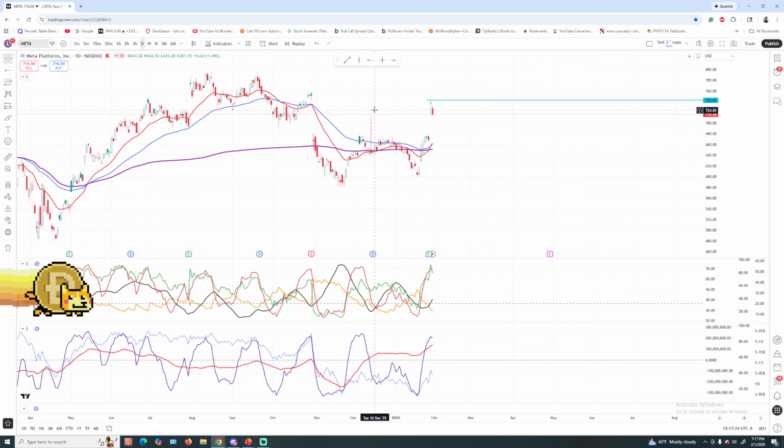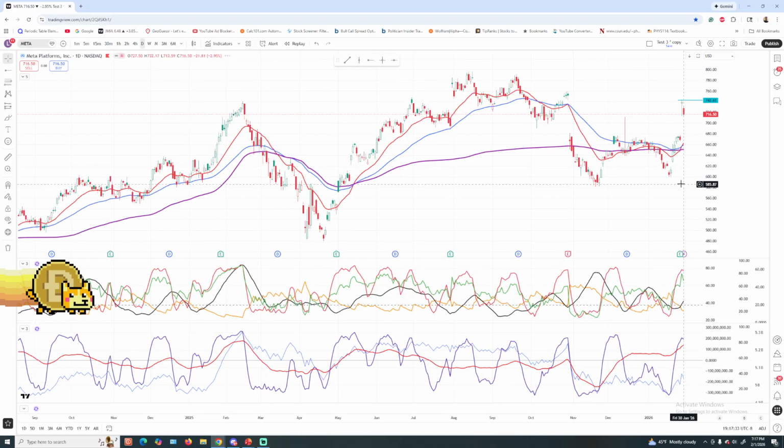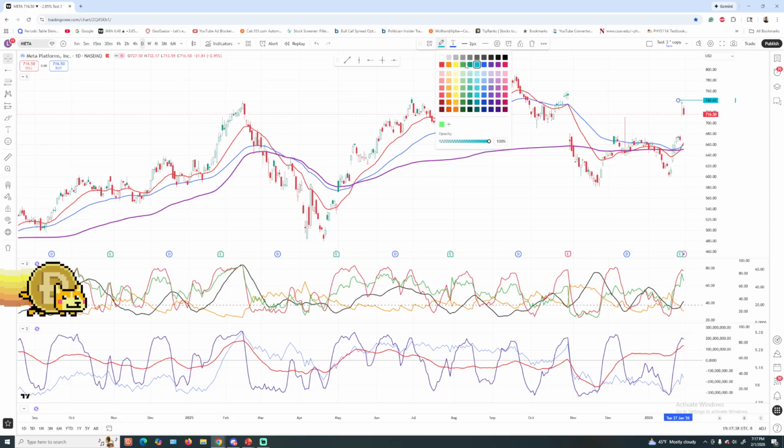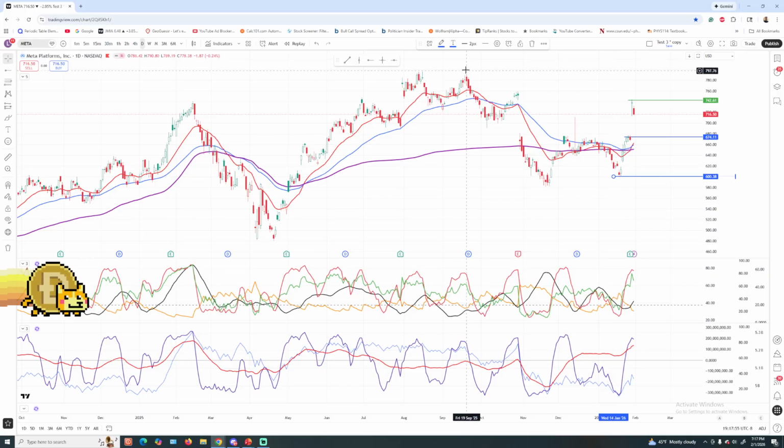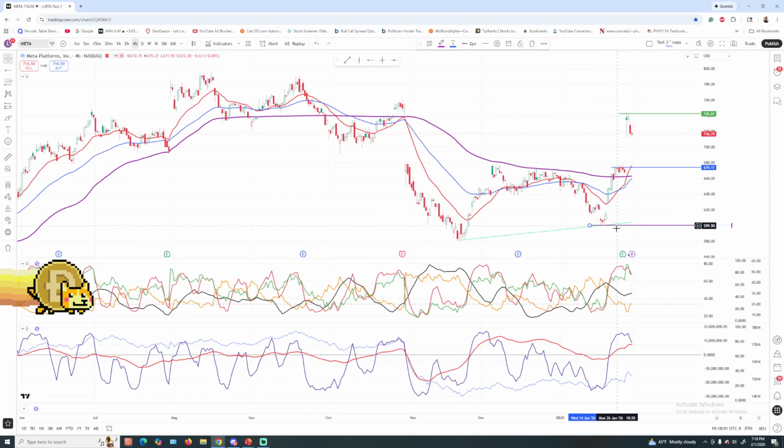So, we have 742 resistance. Is that resistance on the daily? No, it's resistance on the OG. So we have an OG resistance. We had an old daily blue resistance, which took off. Where did it take off from? We have a good daily support, which was this purple line. Big window for sure.